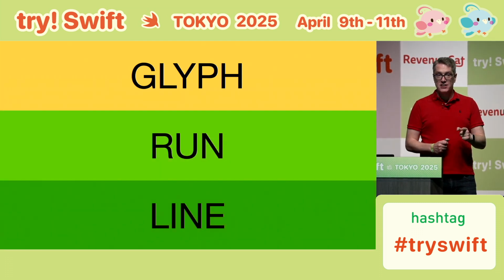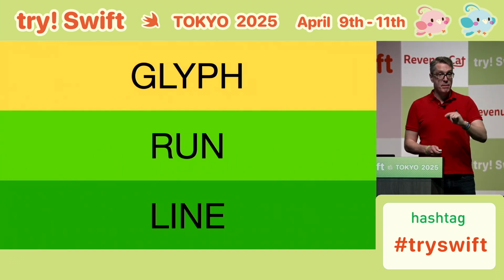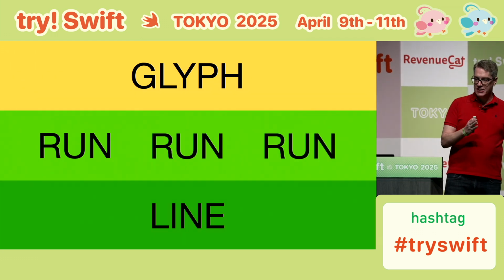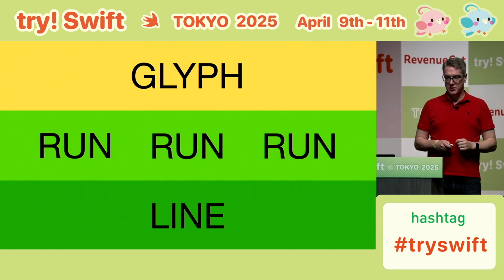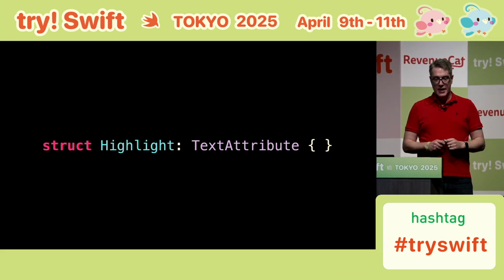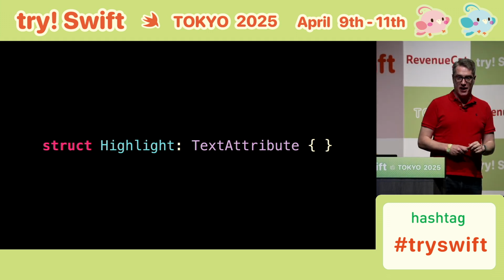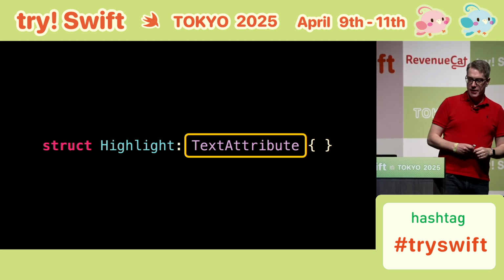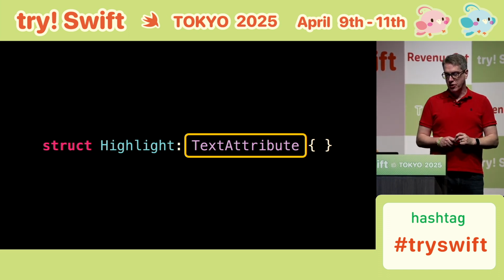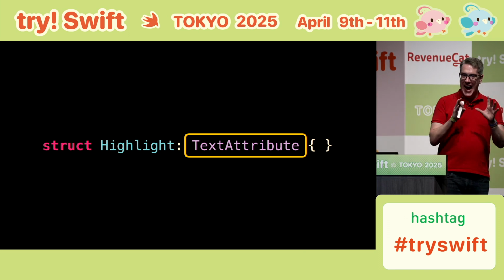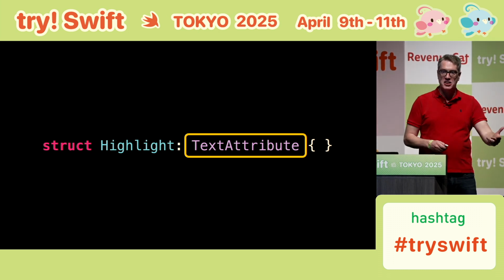And both lines and runs are sequences, so we can loop over them. Even better, we can subdivide our text into our own values, creating our own runs with custom attributes. As an example, we could define a new attribute to handle text highlighting like this. It's an empty struct, but it conforms to this text attribute protocol. And it doesn't actually do anything to highlight. It just allows us to mark a piece of text as being highlightable.